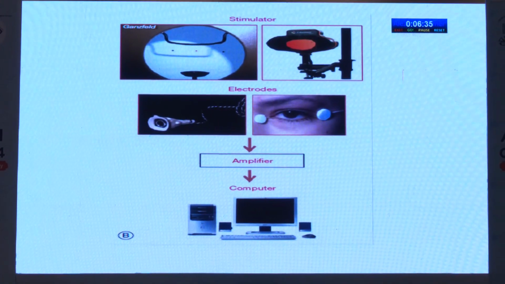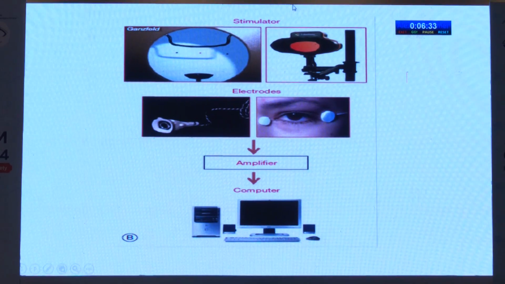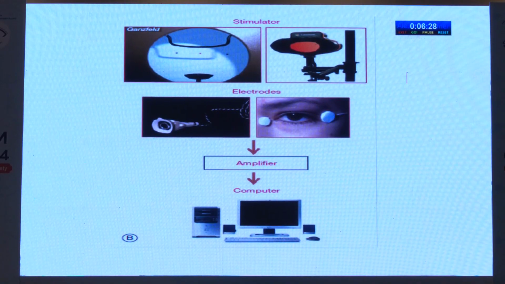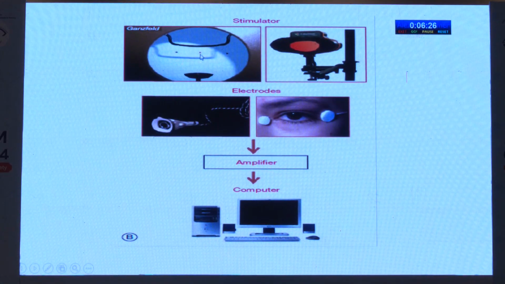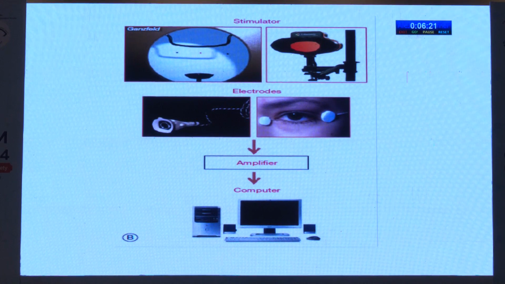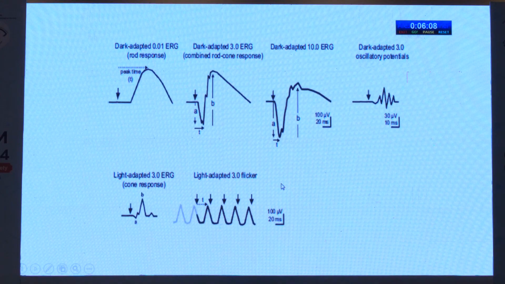For the ERG setup, this is the Ganzfeld stimulator, which emits light, and the patient looks at the central fixation light in a dilated state. This stimulates the retina in a dark adapted state and in a light adapted state. The electrical potentials generated by the retinal cells are recorded by these electrodes, then amplified and analyzed by the software, and finally we get a graph like this. So if we understand this graph, we generally do two tests.